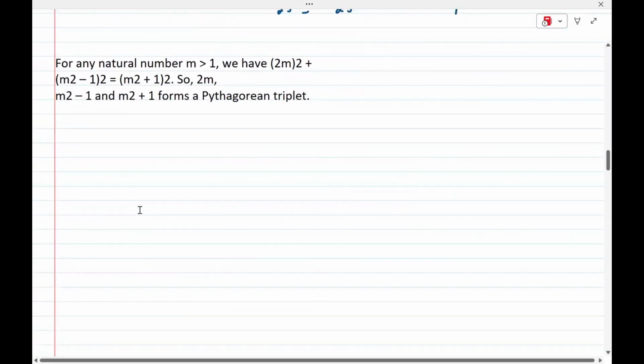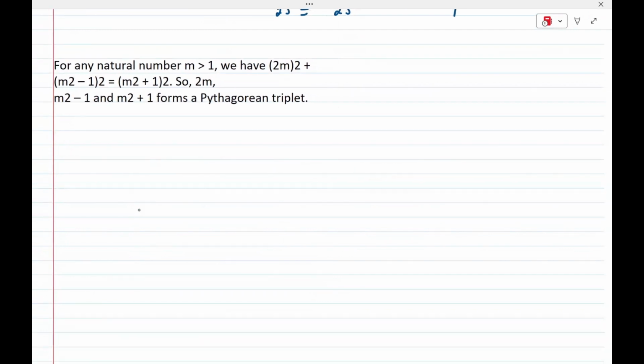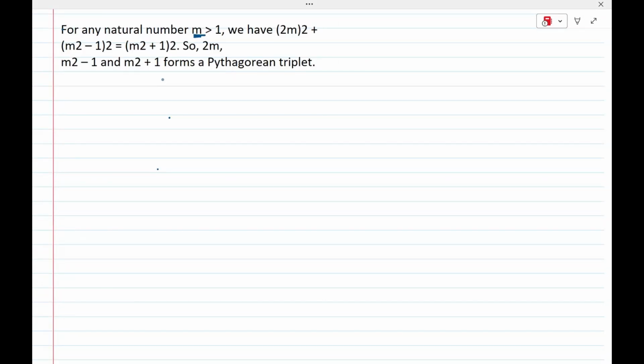Now we have one rule for Pythagoras triplet. M has to be a natural number. Then 2m, m square minus 1 and m square plus 1 will make a Pythagoras triplet. If one of the Pythagoras triplet is 8, find the other two members. Or they can say, if the smallest member of the Pythagoras triplet is 8, find the other two members. Something like that.